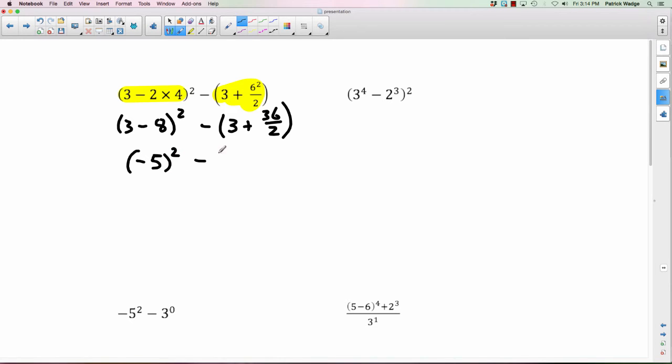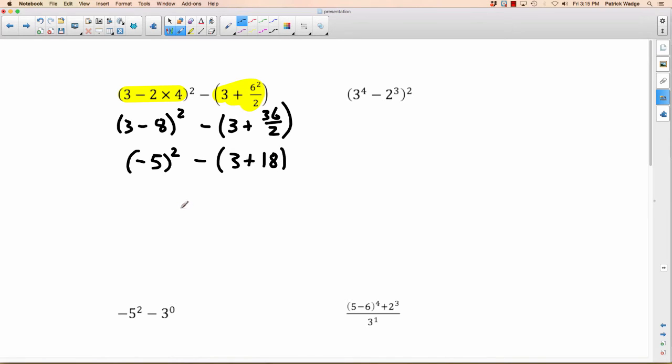Squared, take away, leave the 3, plus, oh, okay, what should I do first? This plus here or this divided there? You should be dividing first. So 36 divided by 2, use your calculator if you want, it equals 18.